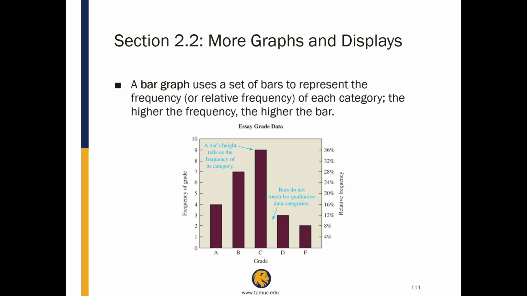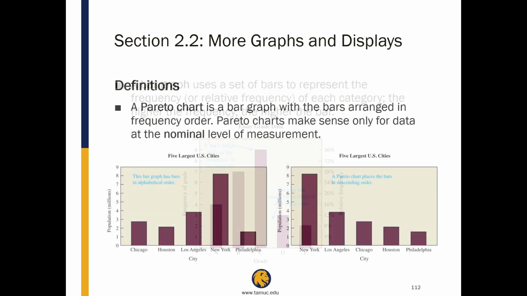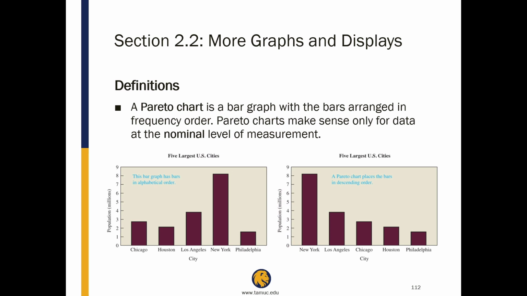And to go along with the bar graph is the idea of what they call a Pareto chart. Pareto charts are where the bars are arranged in frequency order. In other words, you arrange them from biggest to smallest or smallest to largest frequency. Pareto charts really only make sense when we talk about nominal data that doesn't already have an inherent ordering to it, like ordinal data would. In this case, we're ordering it in some fashion from the frequencies, big to small or small to large.